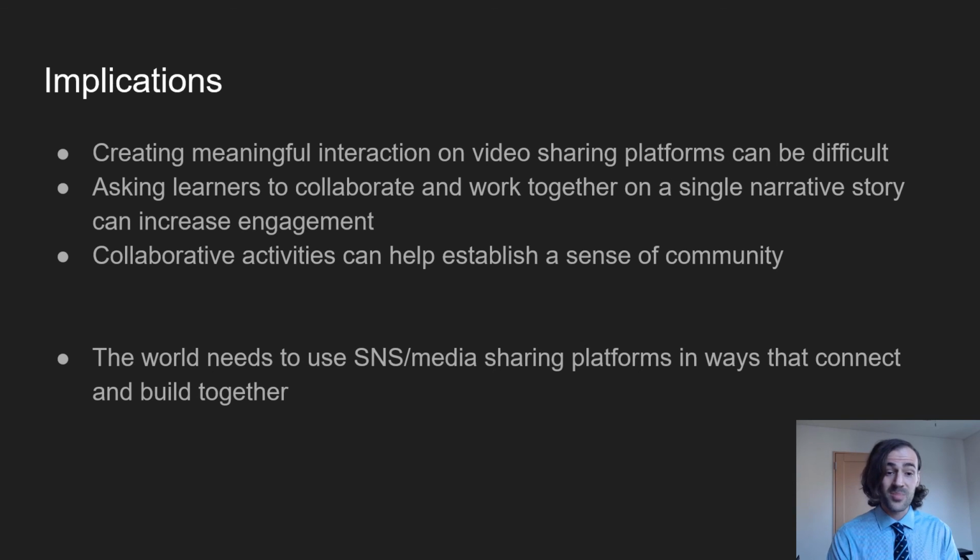So just a few implications as I wrap up here. I think it's difficult to use these kinds of video sharing platforms to make something really meaningful and getting students to interact. And so we need to be creative in bringing people together. And I think a collaborative activity, something like this collaborative storytelling, can increase engagement, and it can help build a sense of community even when we are so far away.